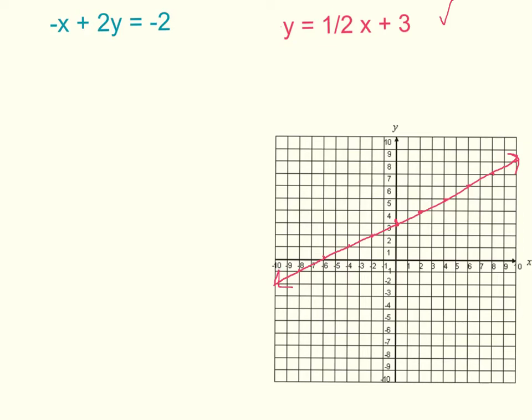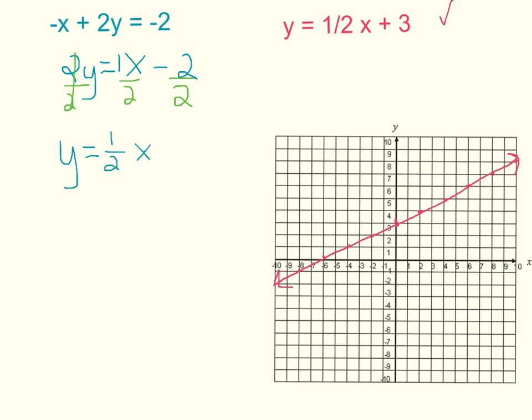Alright, so I've graphed that. Now the blue equation, let's solve for y. I'm going to add x to the other side. So 2y equals a positive x minus 2. And now we have to divide everything by 2. So y equals x over 2. You can really think of it as 1/2 x, and then minus 2 divided by 2 is 1. So if I graph that, I'm going to start at negative 1, and my slope is up 1 over 2.